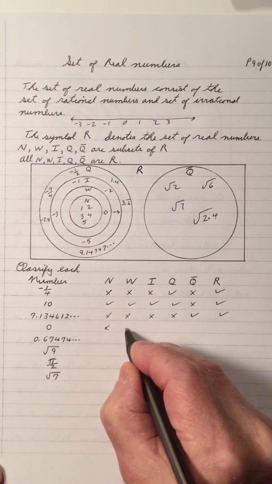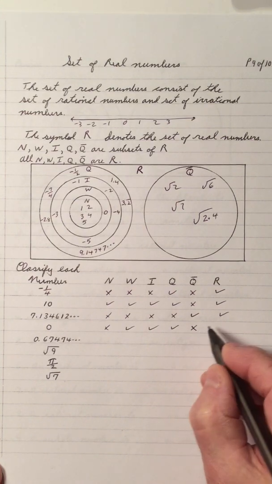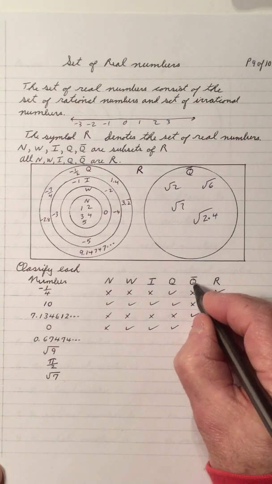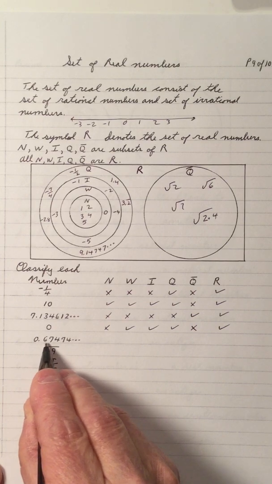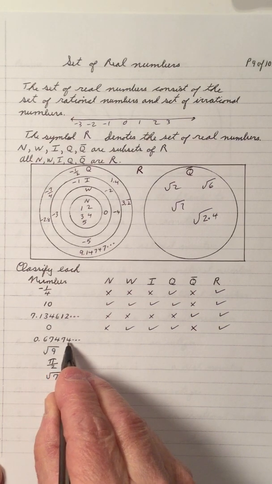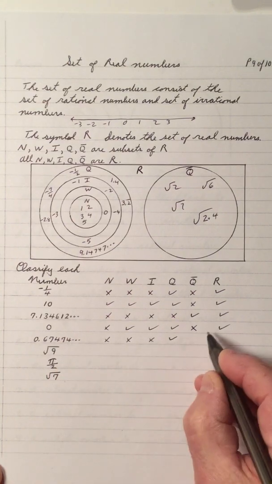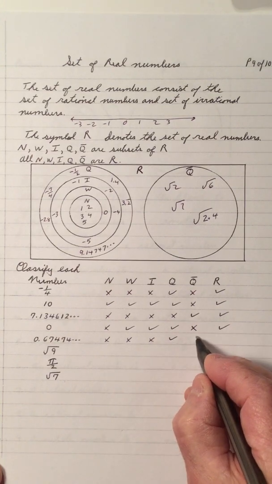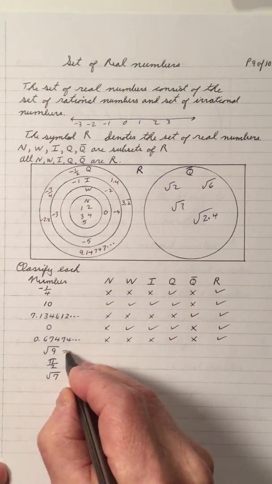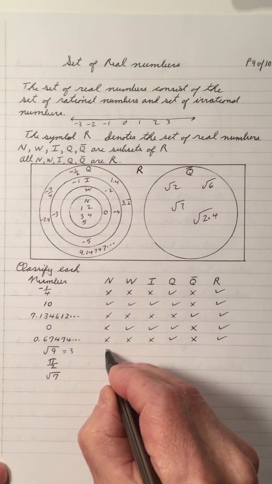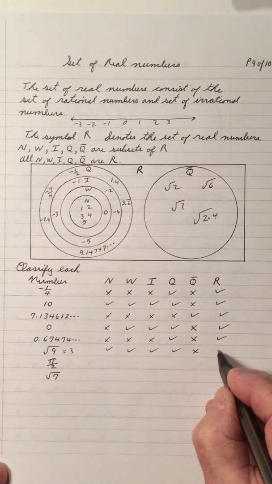0 is not natural. It is whole, it is an integer. It is rational. It's not irrational, because it terminates. And it's real. So the decimal 0.67474, notice it's repeating, so it's not natural, not whole, not an integer. It's repeating, so it's rational. It's not irrational because it repeats, but it is real. Root 9 is a 3. So 3 is natural, whole, integer, rational, but it's not irrational, but it's real.